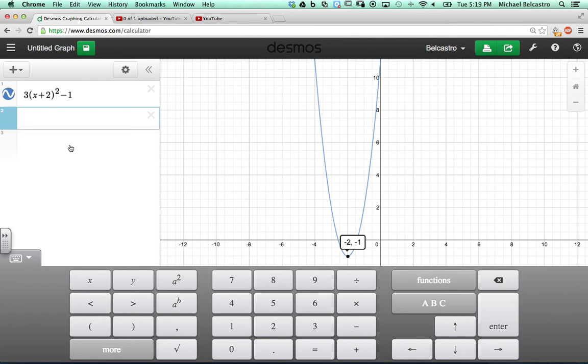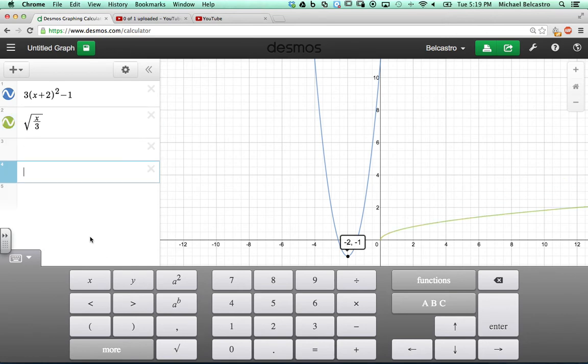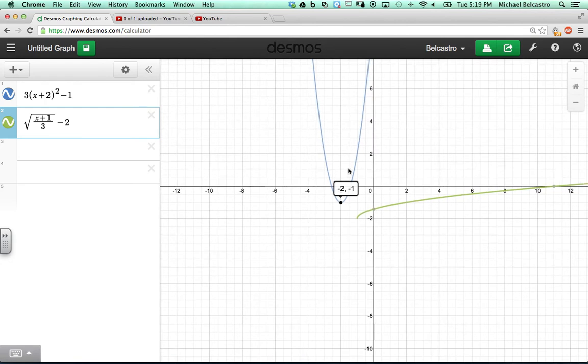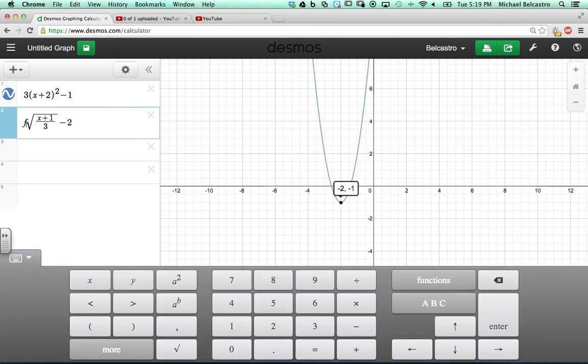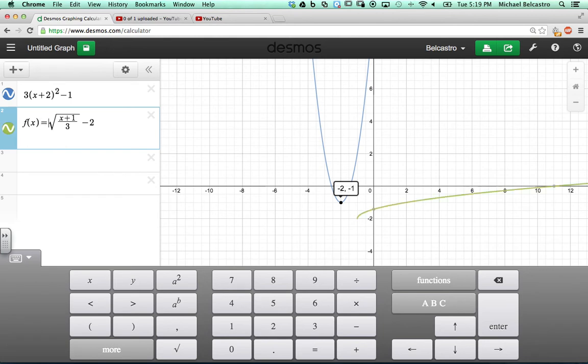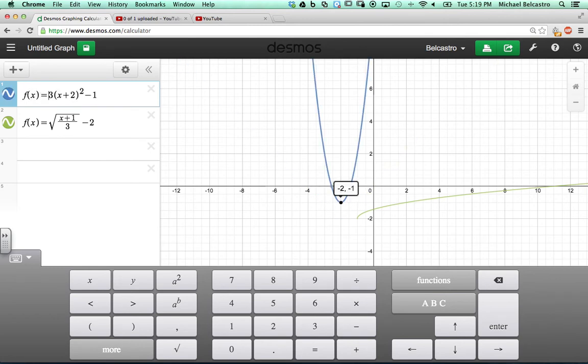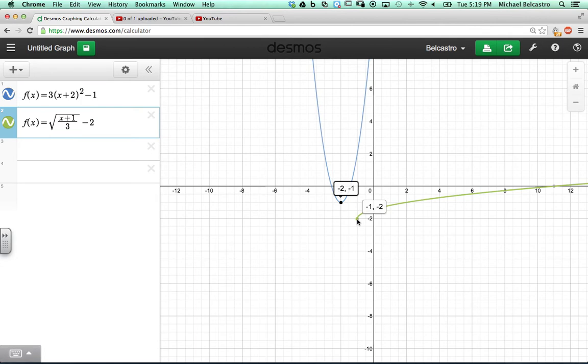But our new function, as we said, was the square root of x over 3 plus 1 minus 2. And if you notice here, unfortunately, it won't show because it only shows it in function notation. We'll talk about that after. Okay, so here's our original function. Here's our new function.